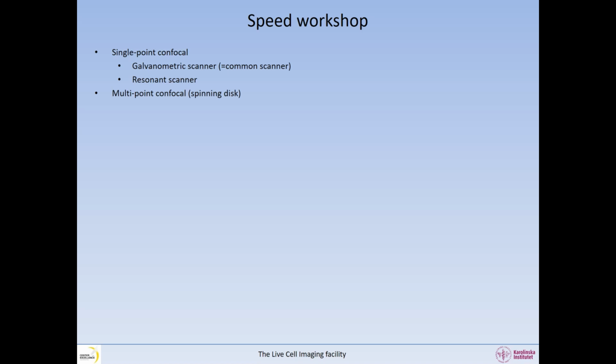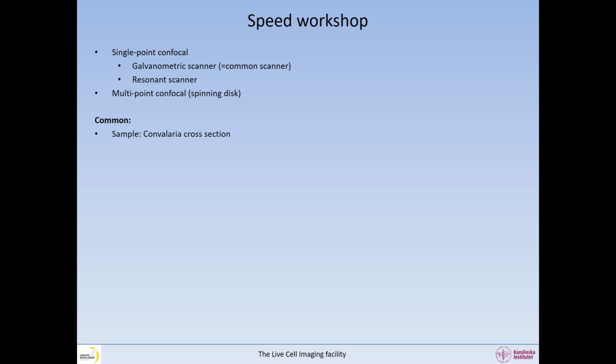So in this workshop, we are going to compare several modes of confocal imaging. We will have a single point confocal with two types of scanners: a galvanometric scanner, which basically is the name of the normal scanner that everybody has in their single point confocal, and then a resonance scanner, which is a faster scanner. And we will also compare with a multi-point confocal, which is a spinning disk. So therefore, we'll have a comparison of three different modes: single point confocal with galvanometric scanner, single point confocal with resonance scanner, and multi-point confocal.